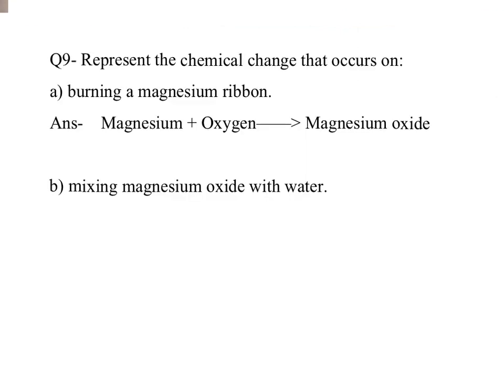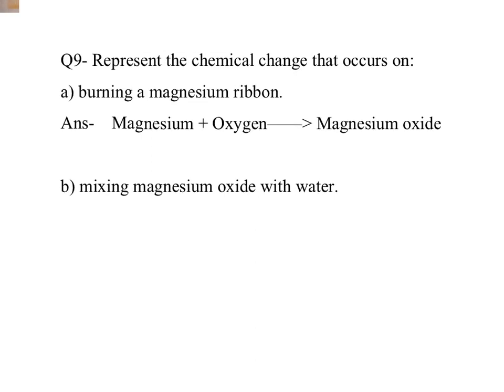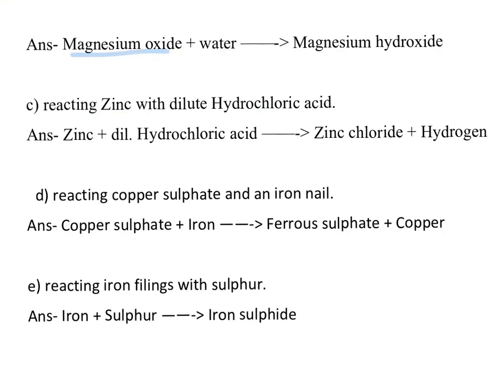Students, let's deal with some question answers. Ninth question. Represent the chemical changes that occur in A. Burning a magnesium ribbon. I hope you all can answer this. When magnesium reacts with oxygen, which is called burning, it produces magnesium oxide. B. Mixing magnesium oxide with water. When magnesium oxide is combined with water, it produces magnesium hydroxide.